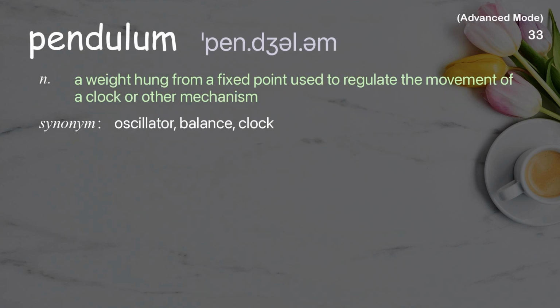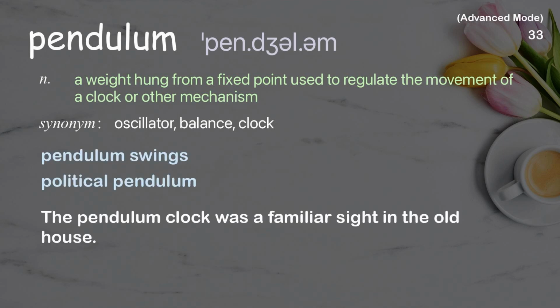Pendulum. A weight hung from a fixed point, used to regulate the movement of a clock or other mechanism. Examples: Pendulum swings. Political pendulum. The pendulum clock was a familiar sight in the old house.